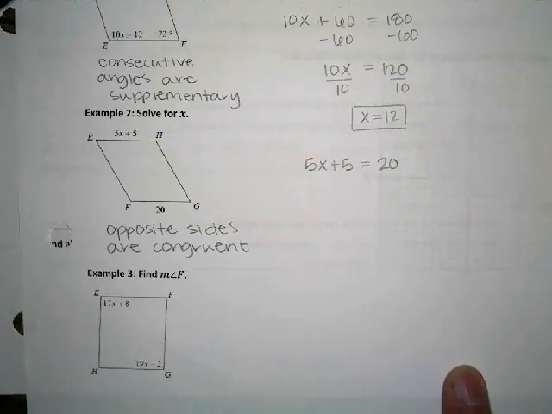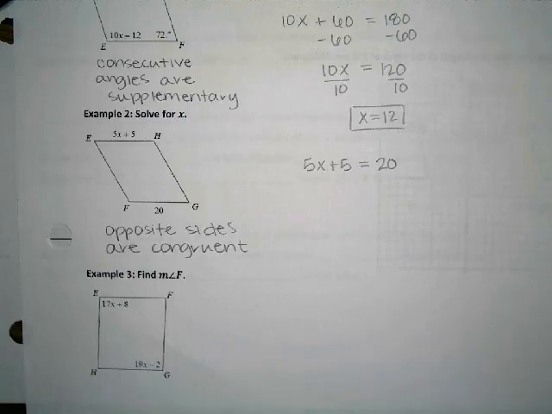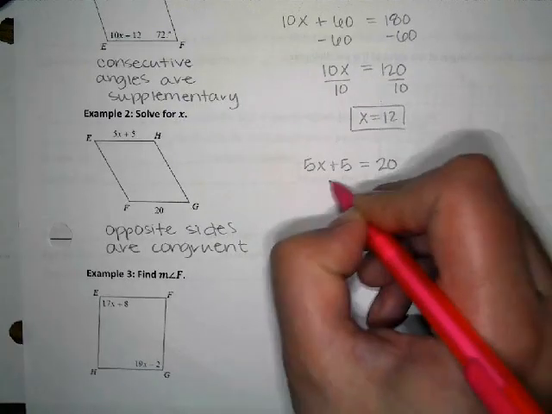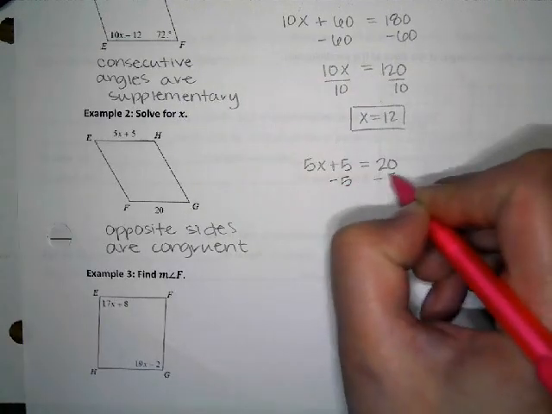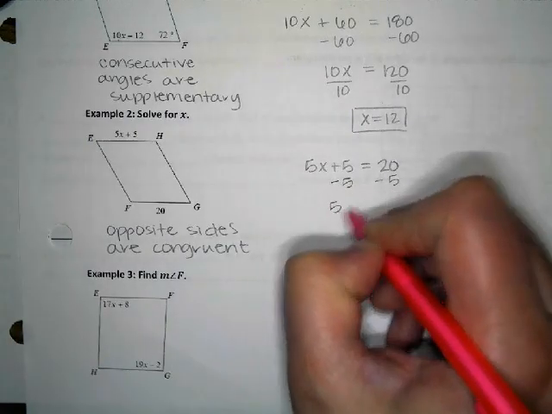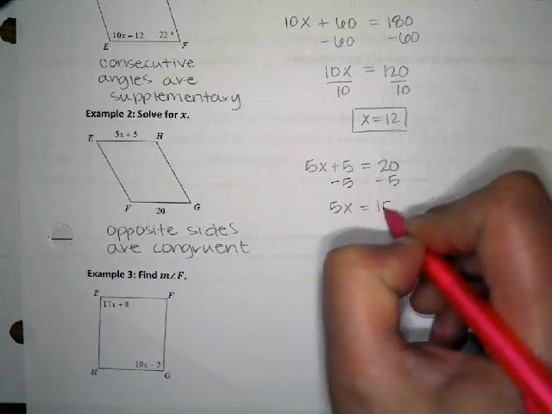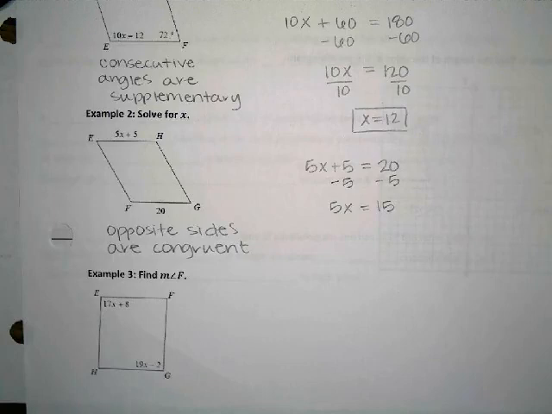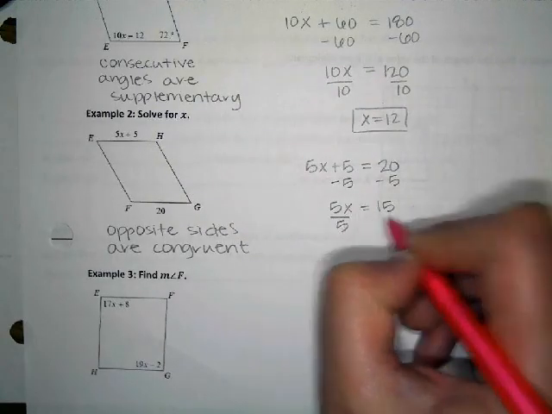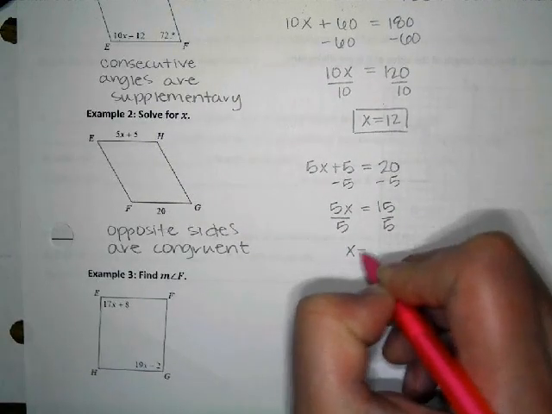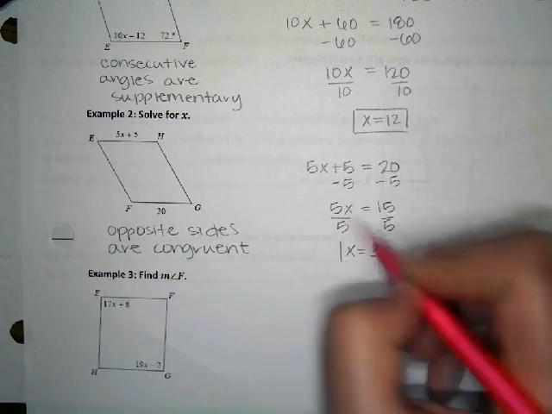Okay, and what should I do after that? Because all the like terms are already put together, minus the 5 so that we can solve for x. Okay, so we're going to minus 5. We get 5x equals 15. Divide by 5 to give us that x equals 3. Okay, and it said solve for x in the instructions, so we're good.